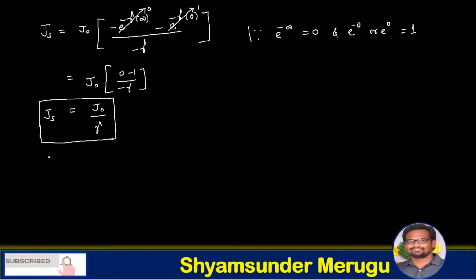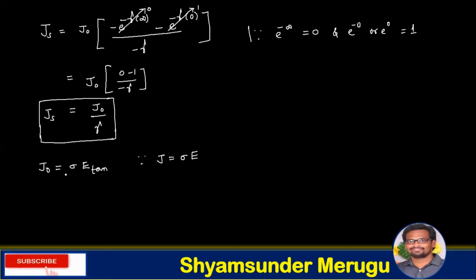Now we know from the conduction current density that J equals sigma E. Now writing the expression for J naught, from this expression, J naught equals sigma E tan.